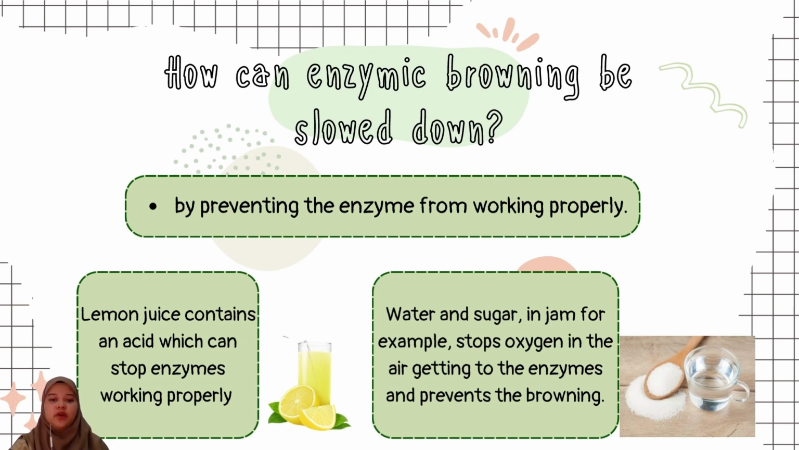How can enzymic browning be slowed down? The browning can be slowed down by preventing the enzyme from working properly. For example, lemon juice contains an acid which can stop the enzyme working properly, as enzymes often work best at a certain pH. Water and sugar in jam, for example, stop oxygen in the air getting to the enzyme and prevent the browning.